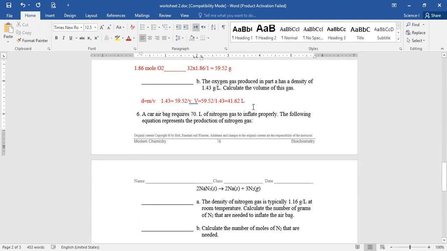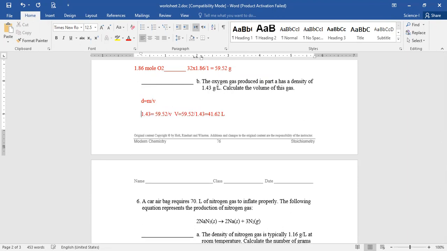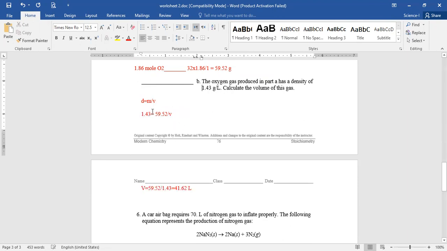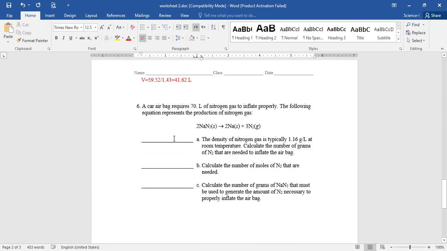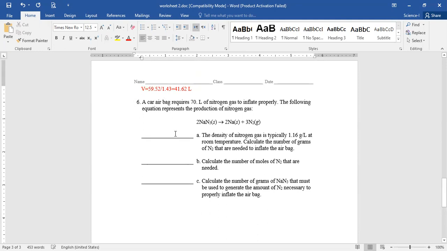So we still have the last question, number 6. Let's do it, just to clarify the idea. Question 6 says that a car airbag requires 70 liters of nitrogen gas to inflate properly. The following equation represents the production of nitrogen gas.